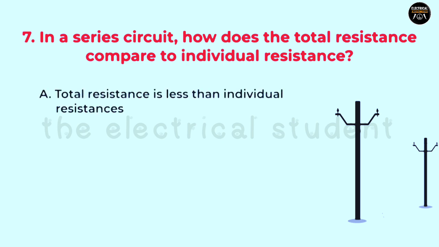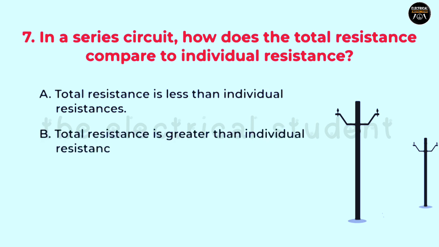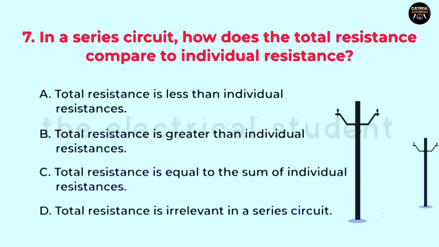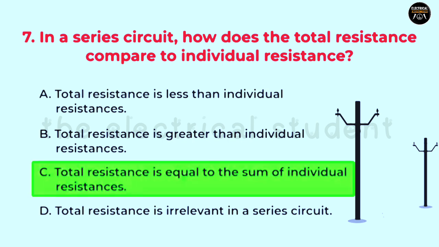In a series circuit, how does the total resistance compare to individual resistances? A. Total resistance is less than individual resistances. B. Total resistance is greater than individual resistances. C. Total resistance is equal to the sum of individual resistances. D. Total resistance is irrelevant in a series circuit. The correct answer is option C. Total resistance is equal to the sum of individual resistances.